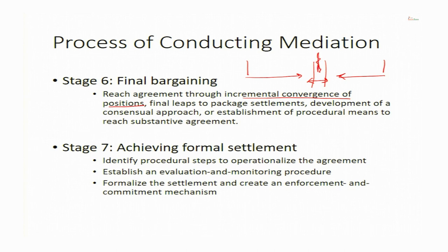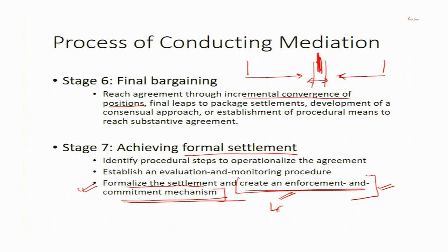Once a final bargaining is done, some settlement is arrived at, then comes a formal stage of achieving a formal settlement. Formalize the settlement and create an enforcement and commitment mechanism. The settlement arrived at by the parties have to be formalized, and we will have to create a mechanism for its enforcement and commitment. Why am I saying that we need to create a mechanism for its enforcement? Because as of now, we don't have a law which provides for enforcement of settlement agreement arising out of mediation process. Once we have a law which provides for enforcement, we don't have to talk about it. We don't have to create a mechanism for its enforcement.